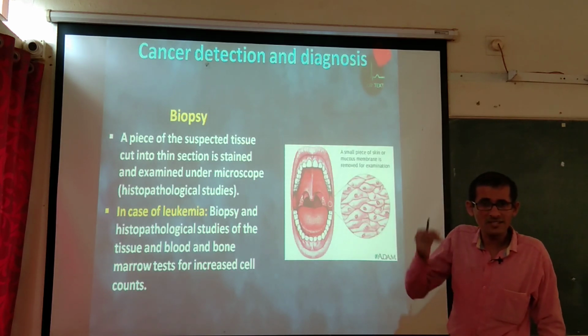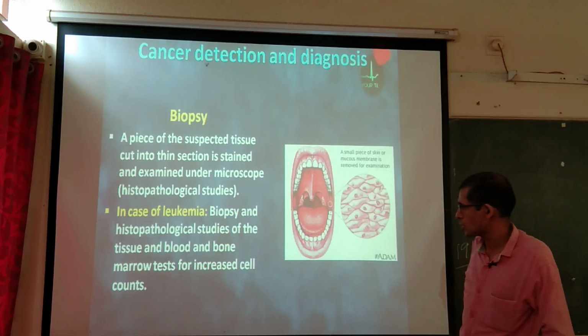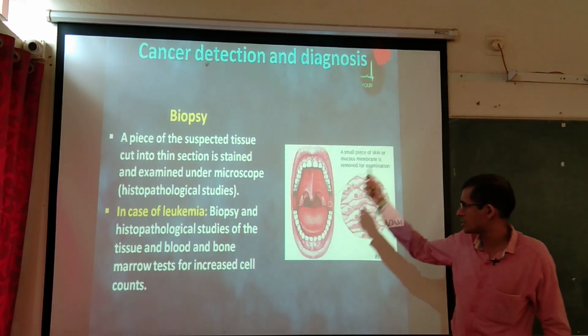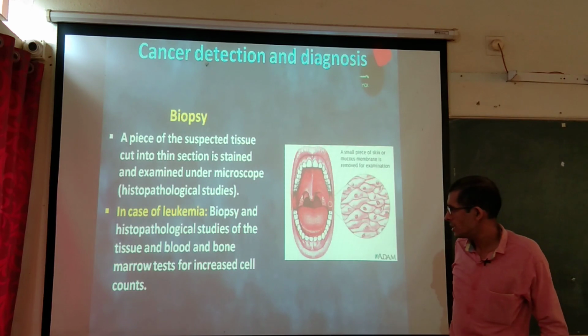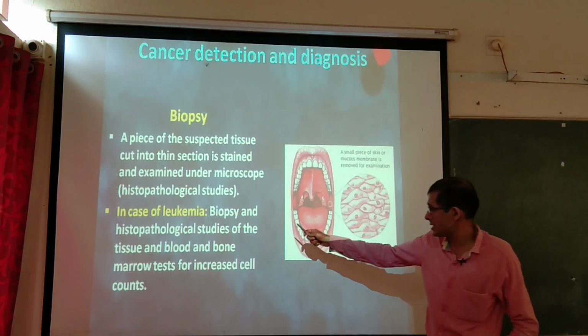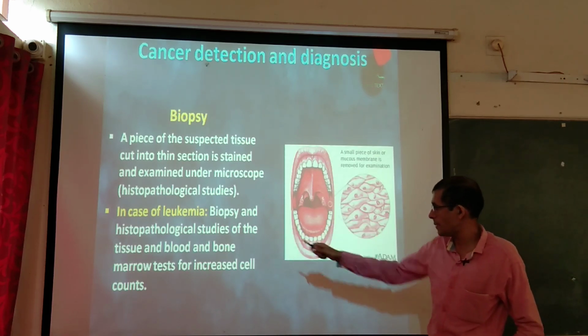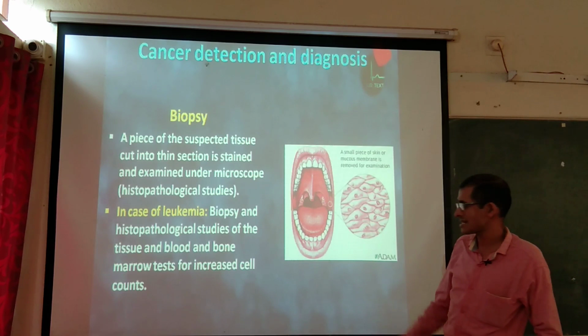We are going to take a small piece of that suspected organ tissue, and it is stained and examined under a microscope. That is what a histopathological study under a biopsy is. Then in case of leukemia, blood cancer, biopsy and histopathological studies of the tissue and blood, and a bone marrow test for increased cell count.